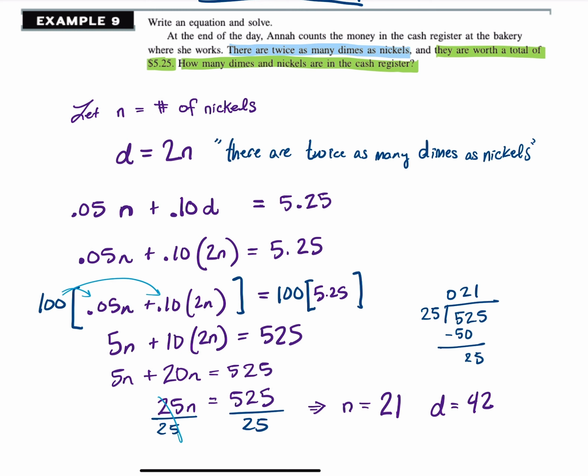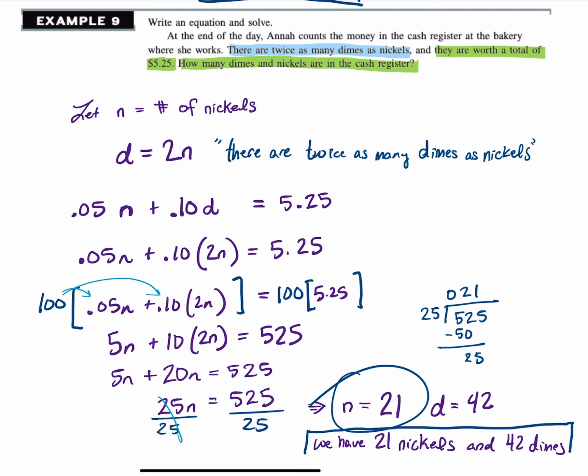We can say we have 21 nickels and 42 dimes. So that would be my full answer. It's easy to stop once you have something equals something, but let's remember what the question was asking of us. Cool. And you can plug that in here and see if you get 525. You should get that as the result.